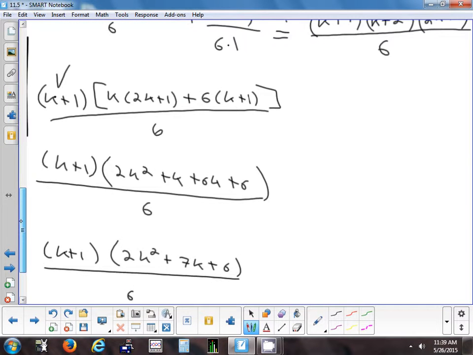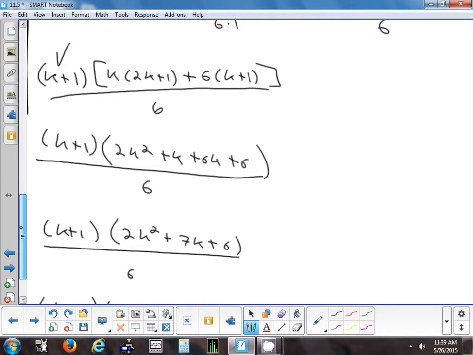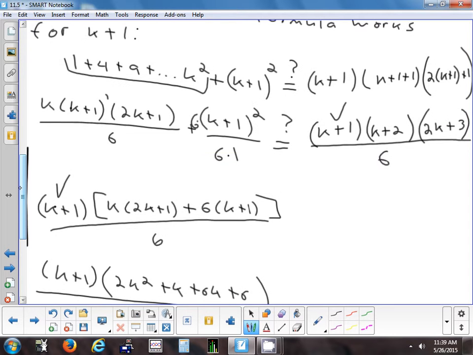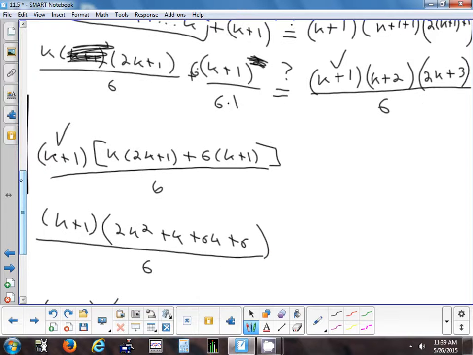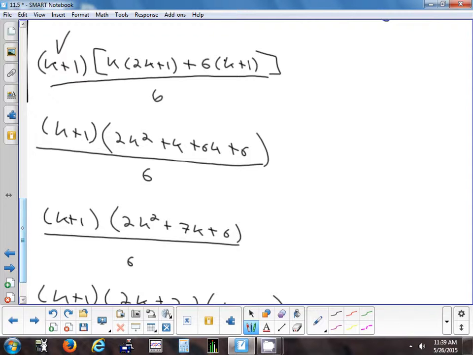So now, let's see, I lost where we were. So yeah, we factored out k plus 1. So this is gone. This is gone. Right, so we have k, 2k plus 1, that's fine. We have 6 and k plus 1. All right, so far we're good. K plus 1, that's fine. It's 2k squared plus k. That's 6k plus 6. We combined our like terms. We had 2k squared, that's 1k, and 6k is 7k, plus 6.